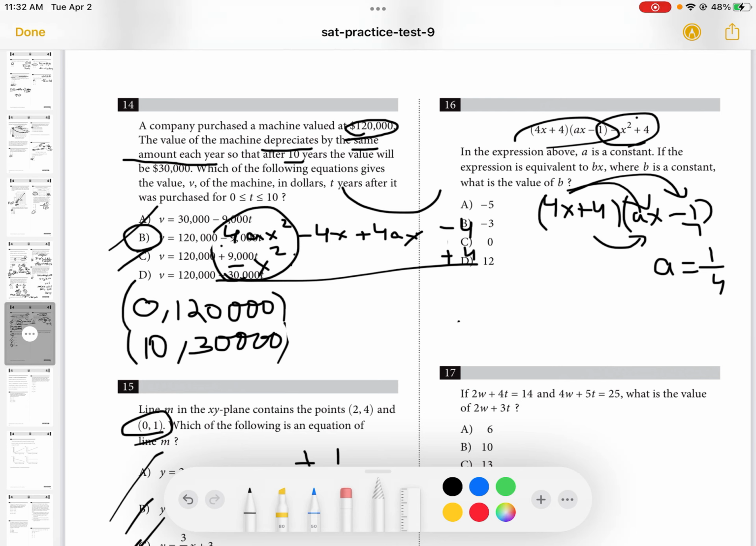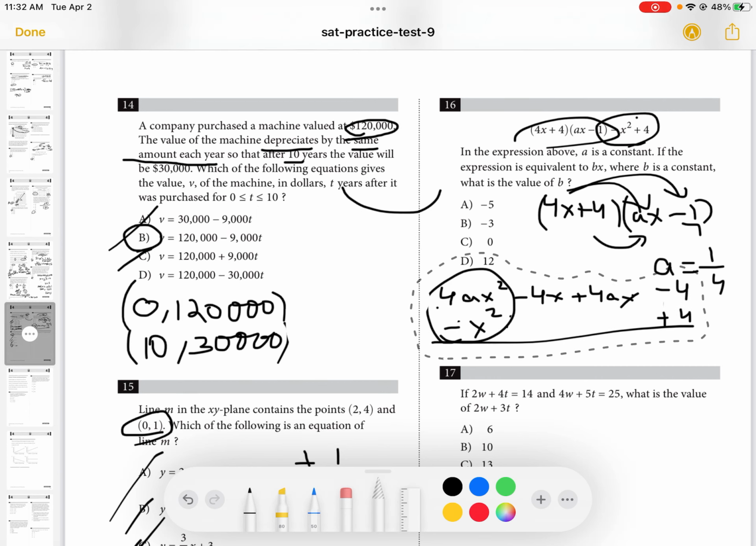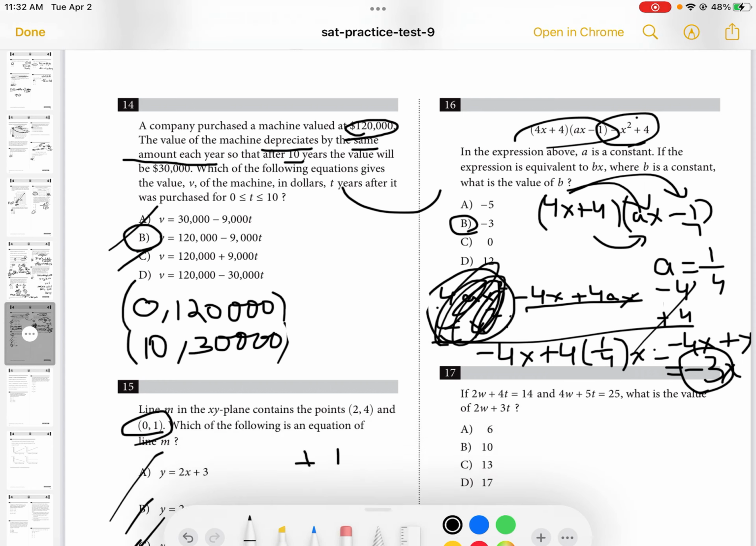So I'm going to bring this back. We know a is a quarter. When a is a quarter, these two terms vanish. We don't have to worry about them. The 4's vanish. So this now is just this. So negative 4x plus 4 times 1 quarter times x. That's negative 4x plus x. That'll be negative 3x. So our b value will be negative 3. Answer choice B.